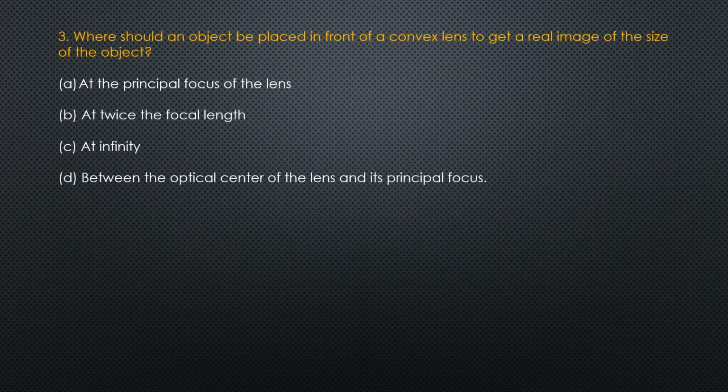Next question is, where should an object be placed in front of a convex lens to get a real image of the size of the object? First option is at the principal focus of the lens, at twice the focal length, at infinity, between the optical center of the lens and its principal focus. So we know that for a convex lens, the image will be real and of same size when the object is placed at the center of curvature, that is twice the focal length. The correct option is B.